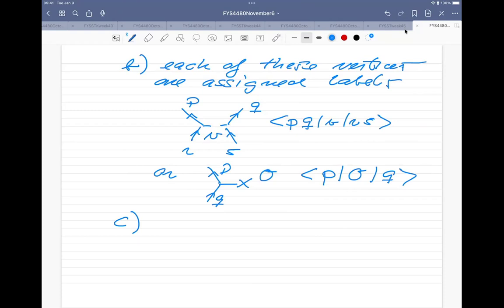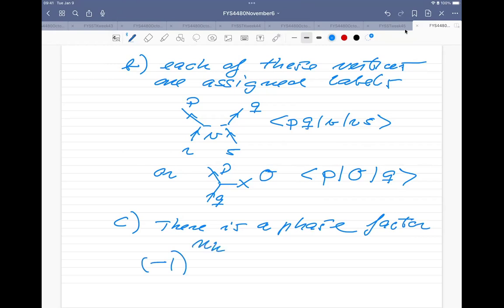Then we need a phase factor. So there is a phase factor, and that's the one which we had discussed before the break. And this phase factor is given now by -1 to the power of the number of hole lines plus the number of closed loops. So this is the number of hole lines.